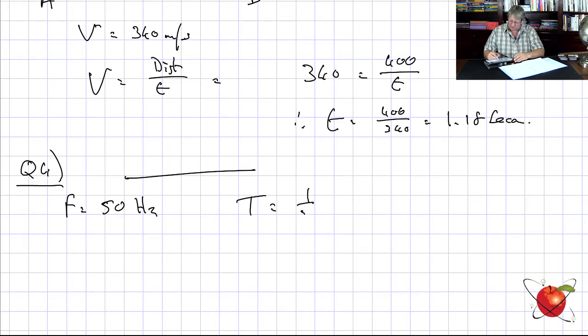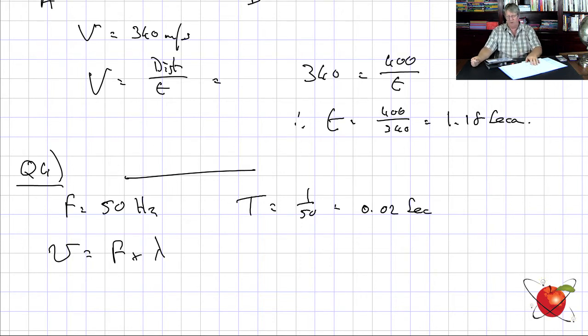T is 1 over 50. Let's just have a look. 1 divided by 50 equals that, and the reciprocal equals 0.02 seconds. Right, just for interest's sake. Anyway, now you know that velocity is equal to frequency times lambda. And they've asked us, what is the wavelength generated? How do we work it out? We know frequency, but we don't know that one. They've asked us for that one.